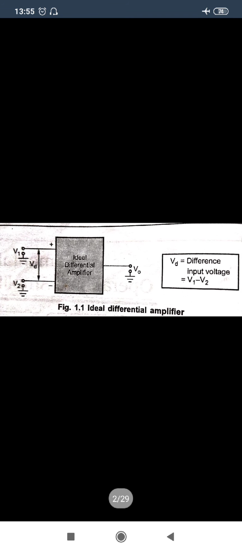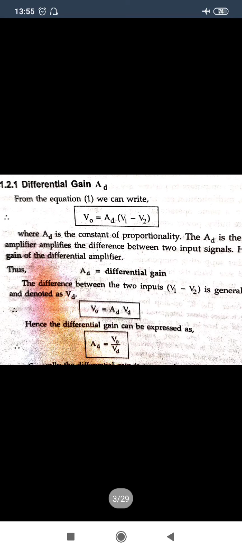This is the basic diagram of an ideal differential amplifier, where V1 and V2 are the input voltages with respect to ground, and the output is the difference of the input signals, V1 minus V2. The differential gain is the ratio of the output voltage to the input voltage. The output is proportional to the difference of the inputs, V1 minus V2, at terminals 1 and 2. So AD is equal to V naught by Vd, the differential voltage.